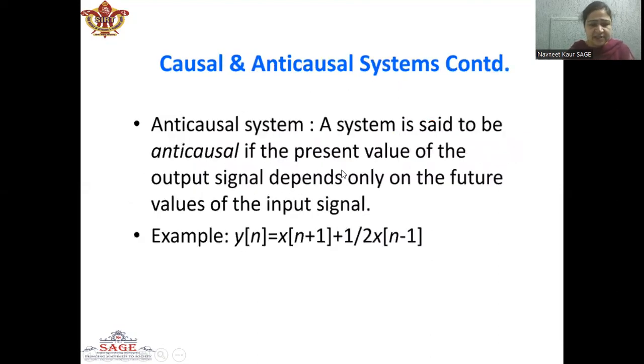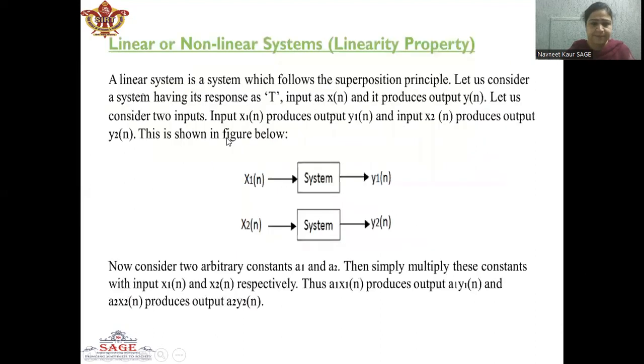Whereas in an anti-causal system, the present value of the output signal depends on the future value of the input signal also. For example, we have a system whose equation is given by y[n] is equal to x[n+1] plus 1/2 x[n-1]. Here x[n+1] is the future value of the input signal. So this system is an anti-causal system.